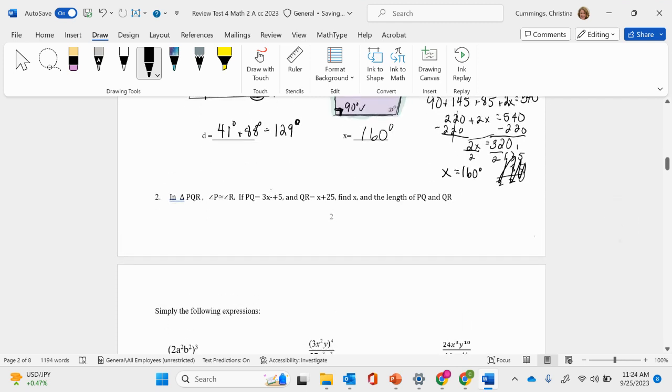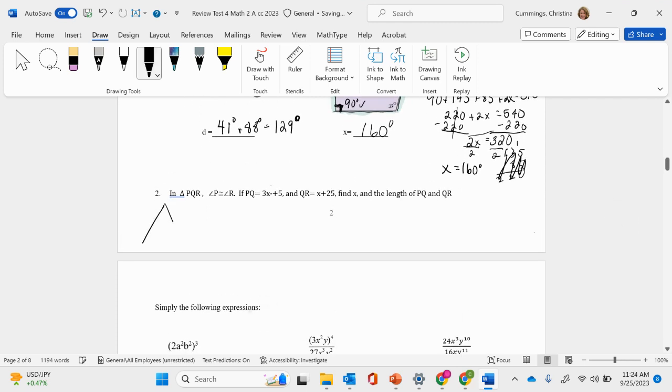So now we have a triangle PQR. Draw it. PQR. Angle P and angle R are congruent. And then they give me information about the sides of the triangle. Okay. If two angles are congruent, the postulate states that their opposite sides are also congruent. So PQ is congruent to QR.